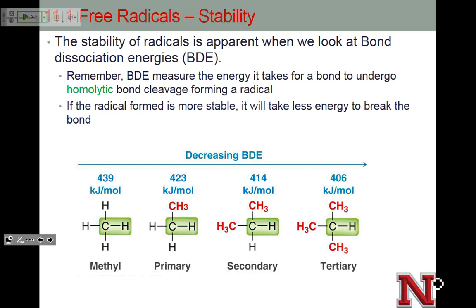I'm going to stop there. And we're going to start looking at mechanisms for radicals. So read ahead about radical mechanisms. Because again, it's not a lot different, but we are talking about moving one electron at a time. So it's slightly different. And we're going to talk about resonance as well.